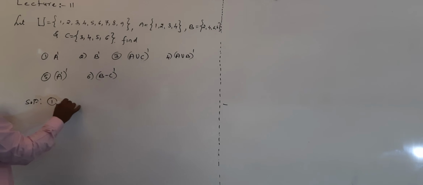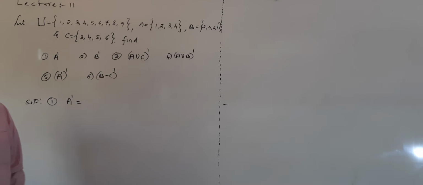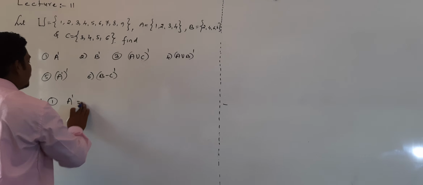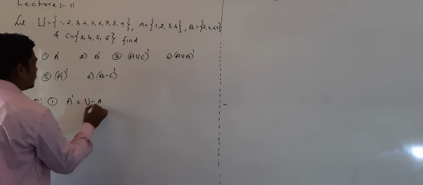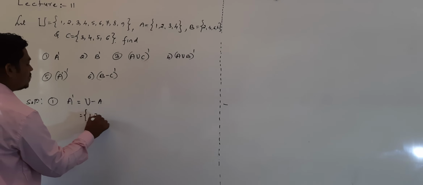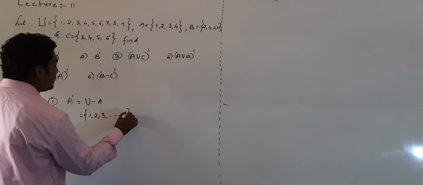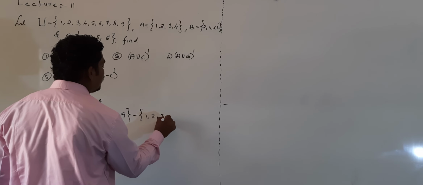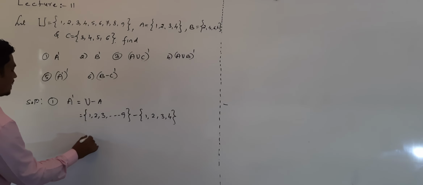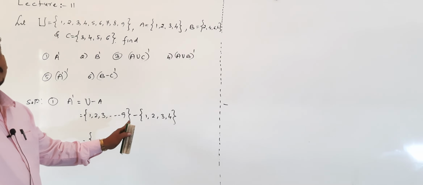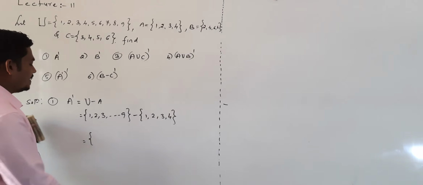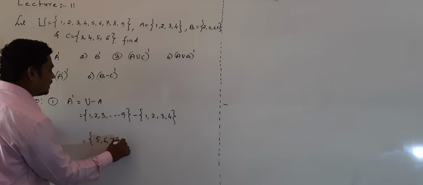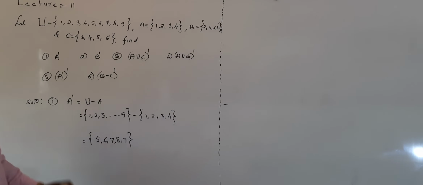First one, we need to find A complement. What is the formula for A complement? A complement is nothing but U minus A. That's equal to U is 1, 2, 3, 4 and so on, last element is 9, minus set A: 1, 2, 3, 4. U minus A means write only those in the first set, not in the second set. So 5, 6, 7, 8 and 9. This is our A complement.